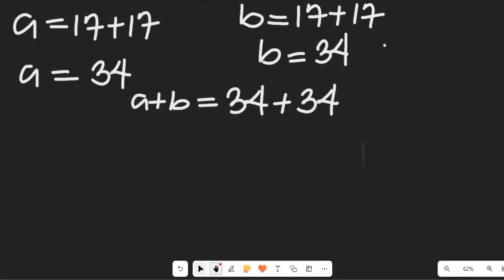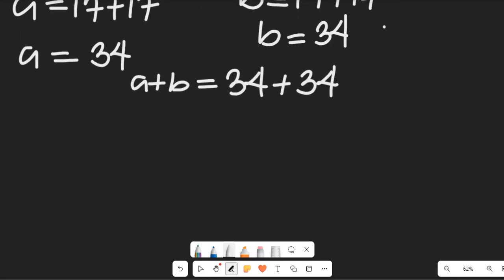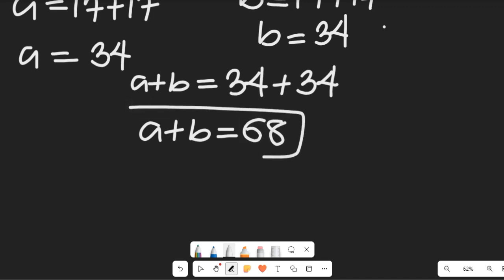Now A plus B will be equal to 34 plus 34, and what would that give us? A plus B will be equal to 68, and this is the solution to that math expression given to us up there.